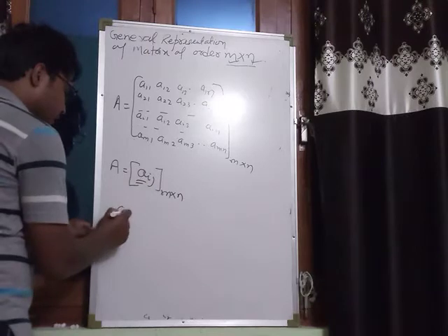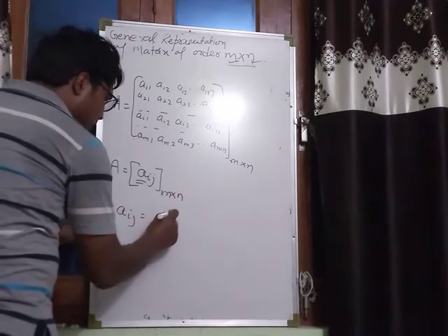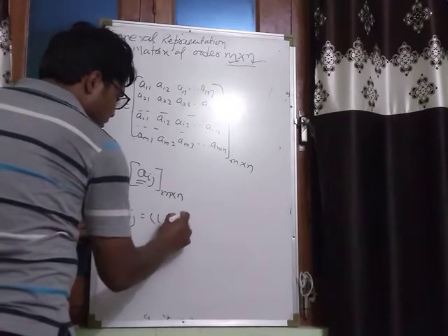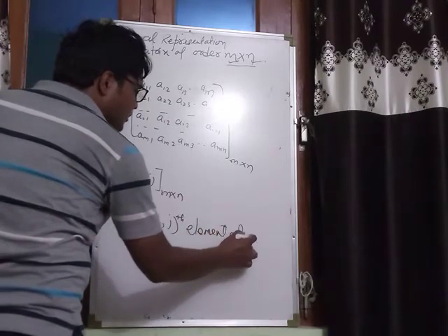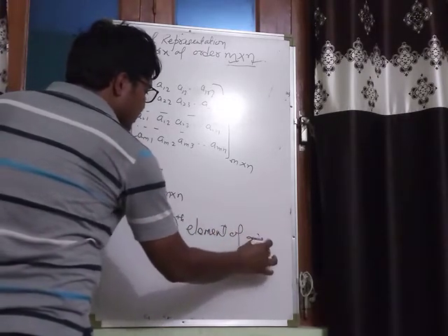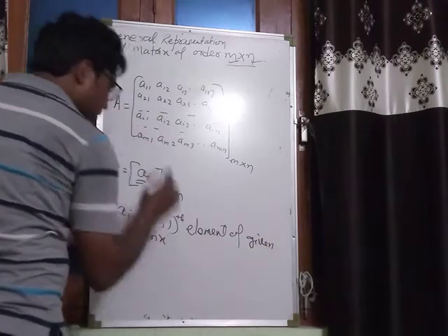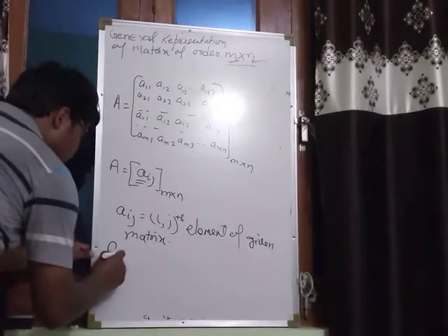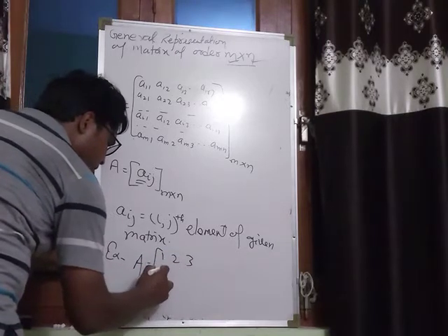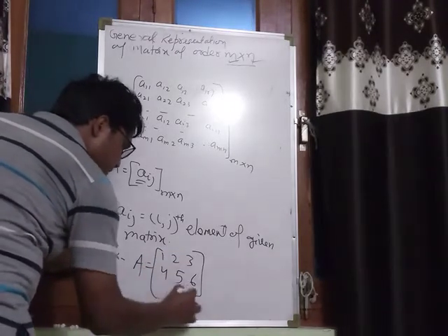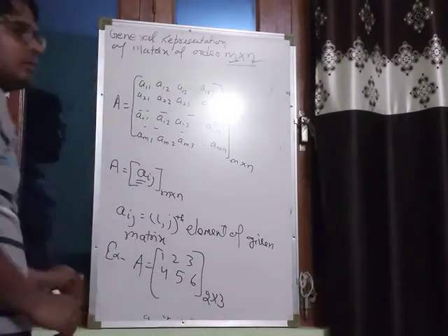Clearly, this entry Aij is the ijth entry, or element, of the given matrix. Okay. For example, if this matrix is 1, 2, 3, 4, 5, 6, so its order is 2 by 3. There are 2 rows, 3 columns, 2 by 3.